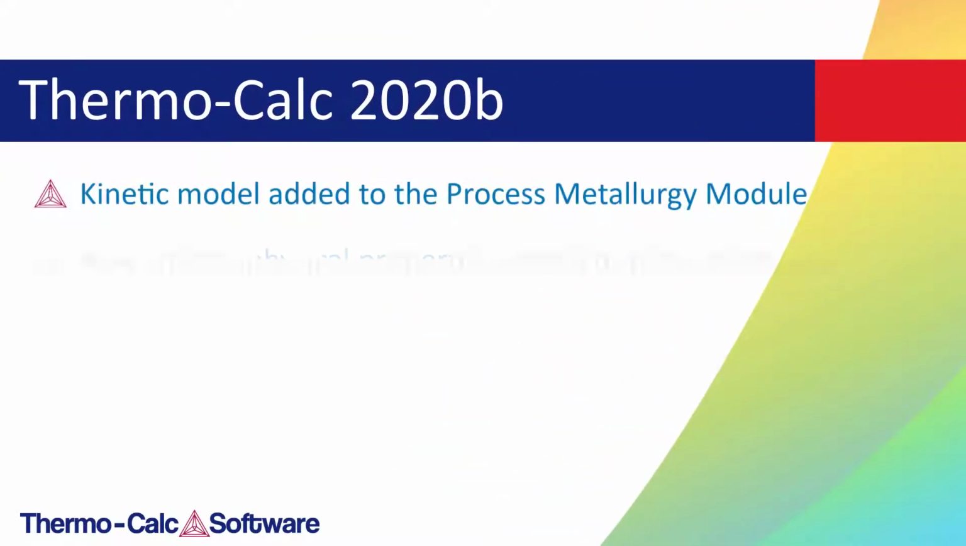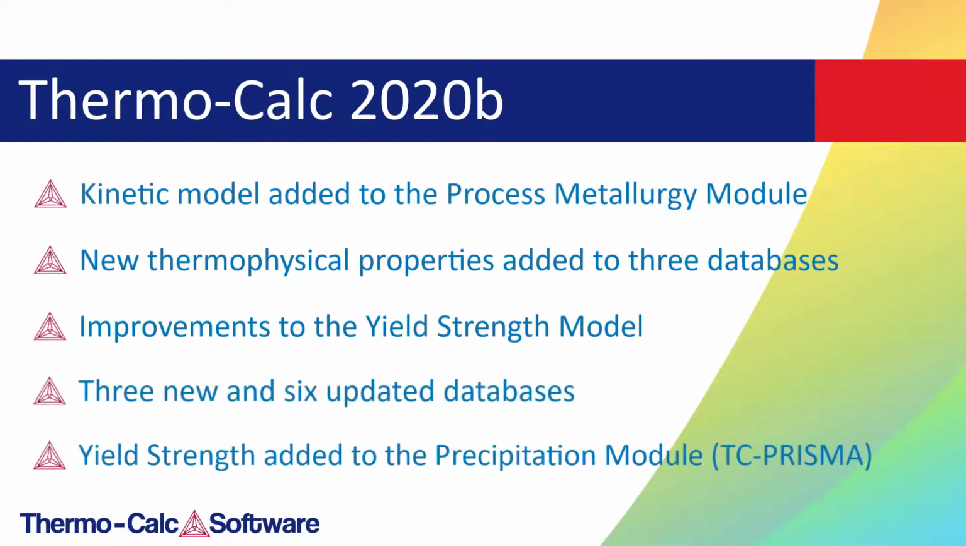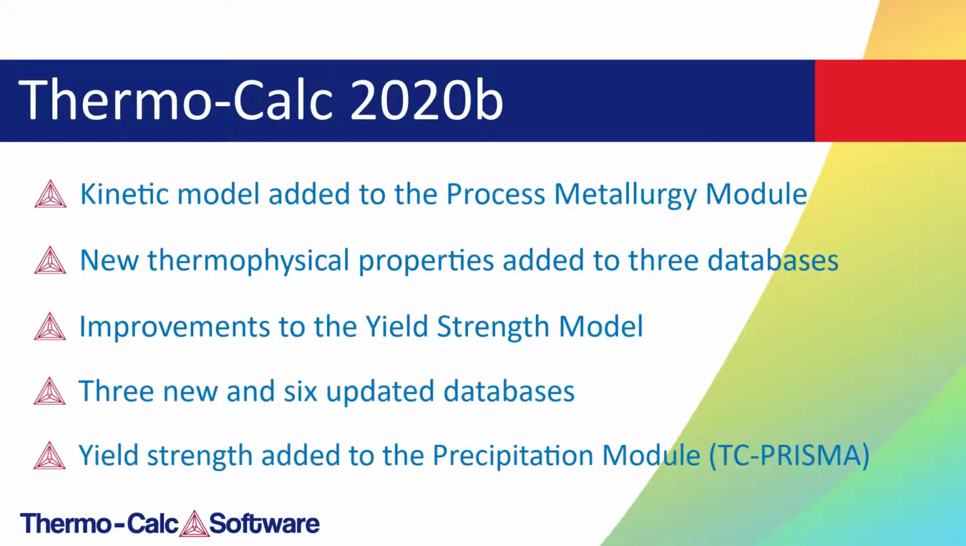Introducing Thermo-Calc 2020b, which includes a new kinetic model in the Process Metallurgy Module, the addition of several new thermophysical properties in 3 databases, the ability to calculate yield strength in the Precipitation Module TC-PRISMA, and much more.